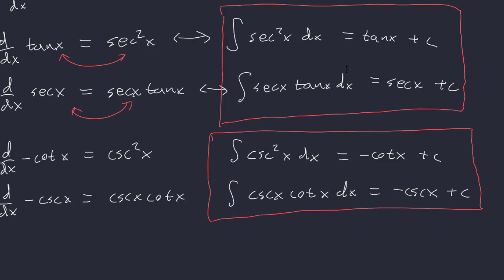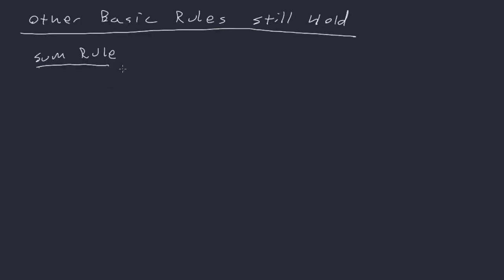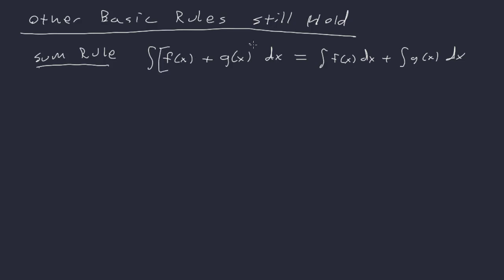All right, so we have a bunch of other general rules that still hold, right? We have the sum rule, which basically says that if we have the integral of a sum, f of x plus g of x, we can instead take it term by term. Right? If we can take things term by term for derivatives, we can do it for integrals as well.